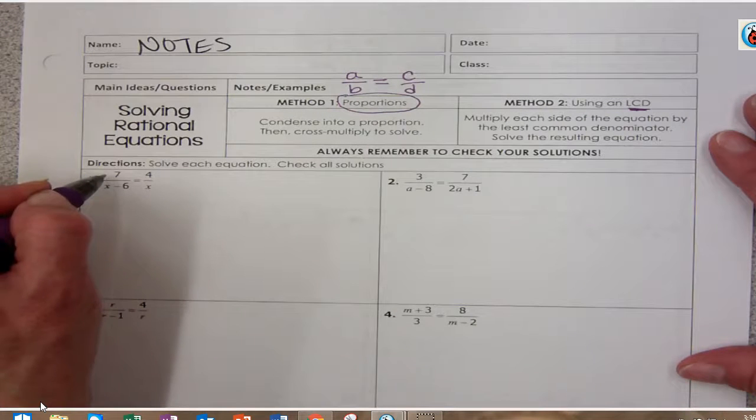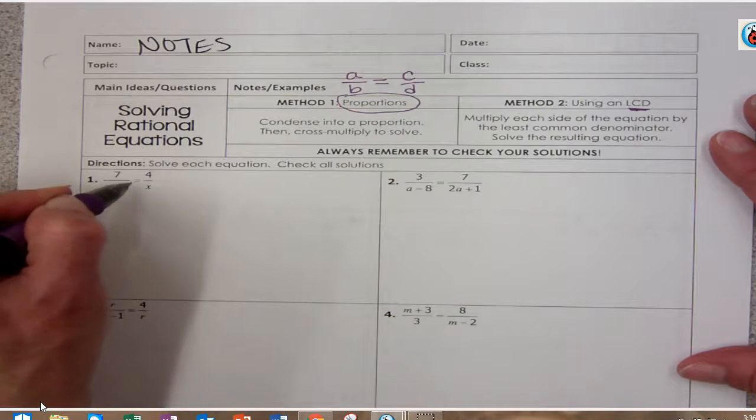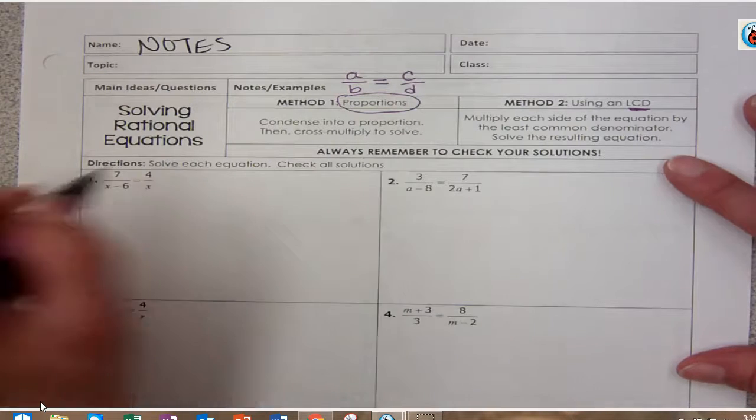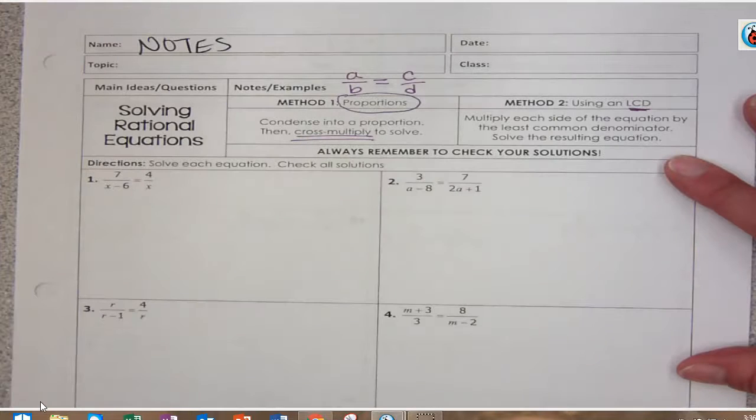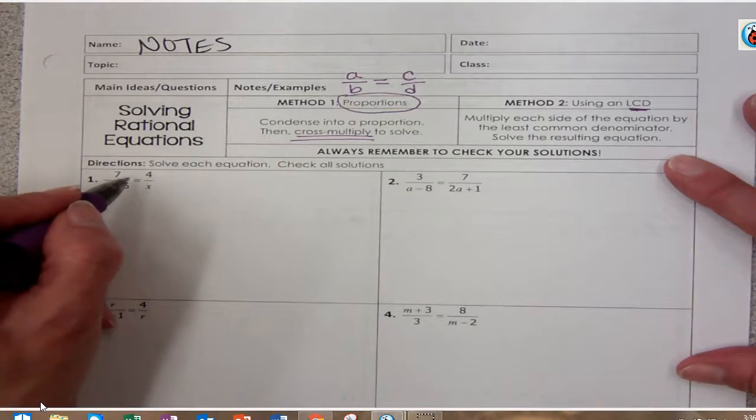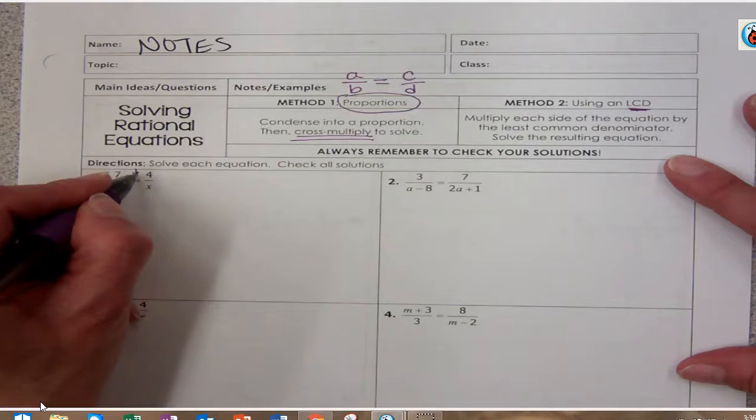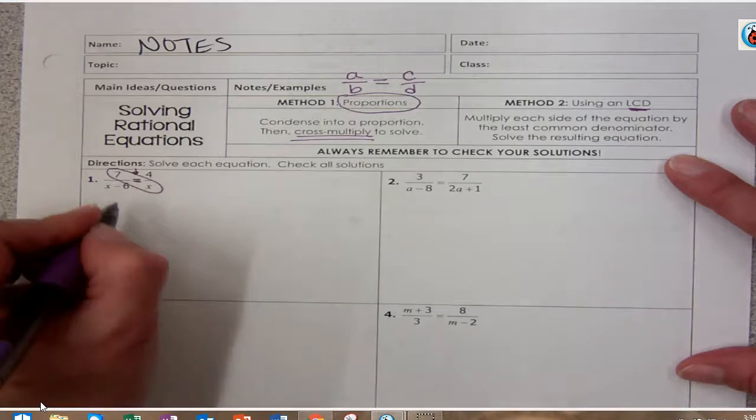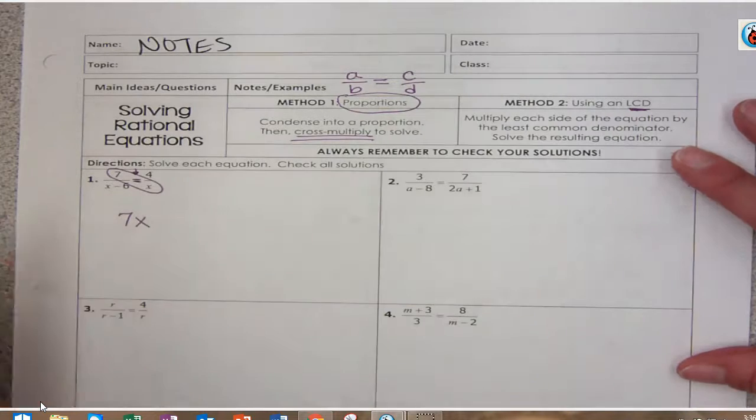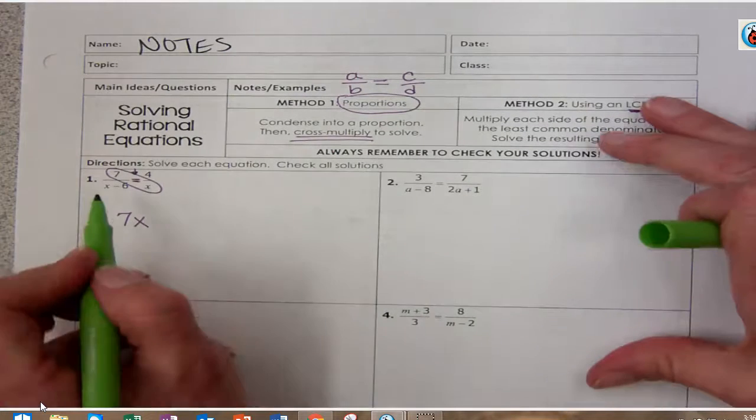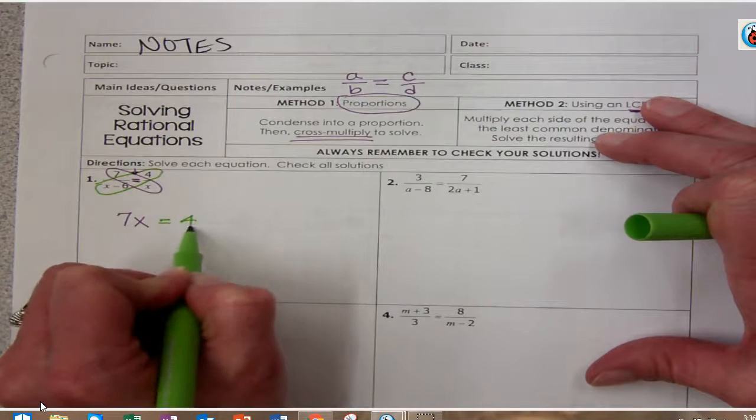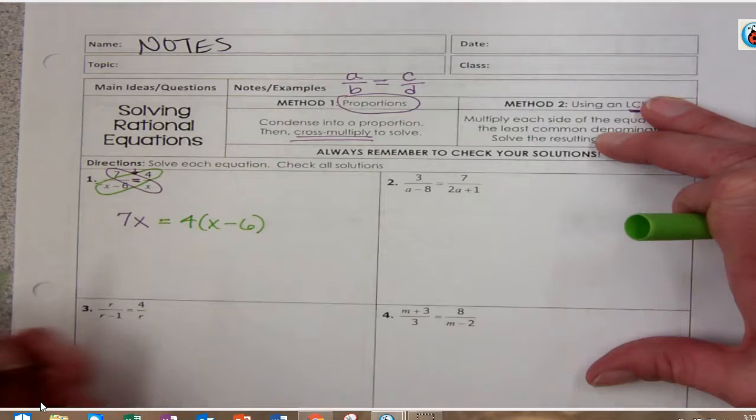So right here we've got a proportion. This is just like a over b equal to c over d. When you have one like this, you're going to cross multiply. This is only because you have an equal sign. Please do not do this unless you have an equal sign. That is the most important part. So you cross multiply here, 7x, then you cross multiply here, and you get that equals 4 times x minus 6.